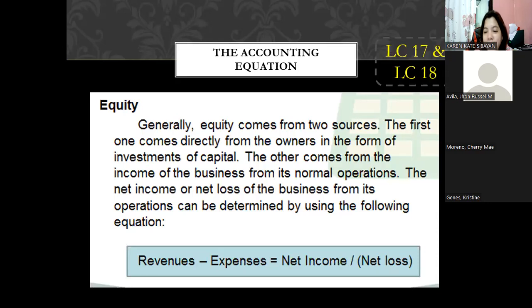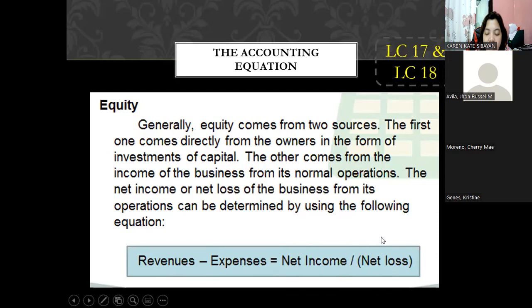Ayan na. Ito pala yung nabanggit ko. Sinabi pala dyan. So, generally, equity comes from two sources. The first one is directly from the owners in the form of investment of capital. The other comes from the income of the business from its normal operations. So, the net income or net loss of the business from its operations can be determined by using the following equation. So, ito na: revenue minus expenses equals net income or net loss.